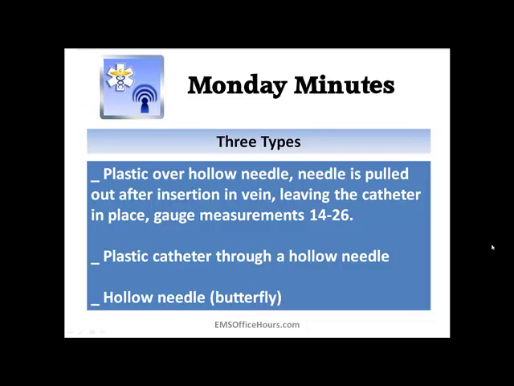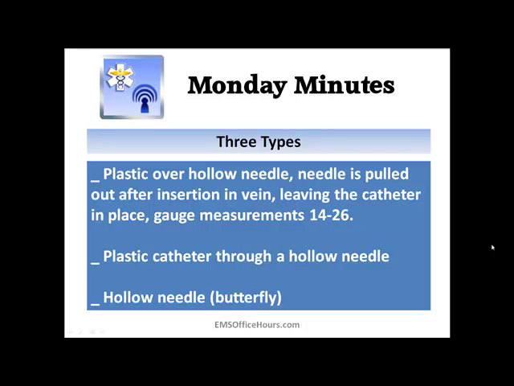But it's a plastic, okay, hollow type needle, right? Or metal type needle. It's pulled out after you insert it into the vein, and it leaves that catheter in place, right? So the cover, the plastic cover over that needle. Okay, and your measurements normally 14 to 26 gauge needle is what we're looking at.